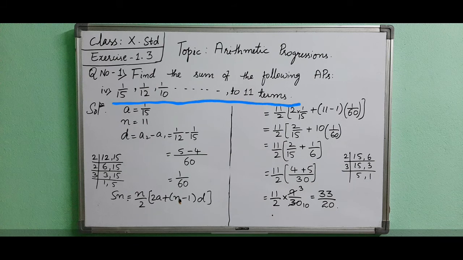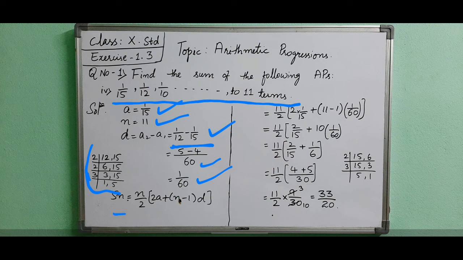11 terms. So n is 11, a is 1 by 15, d is the subtraction 1 by 12 minus 1 by 15. If we take the LCM of 12 and 15, we get the LCM as 60. Look here, 2 twos are 4, 4 threes are 12, 12 fives are 60. So 60 is the LCM. In the table of 12, 60 comes for 5, so we take 5 here. In the table of 15 it comes for 4, so 5 minus 4 is 1 by 60. d is 1 by 60.